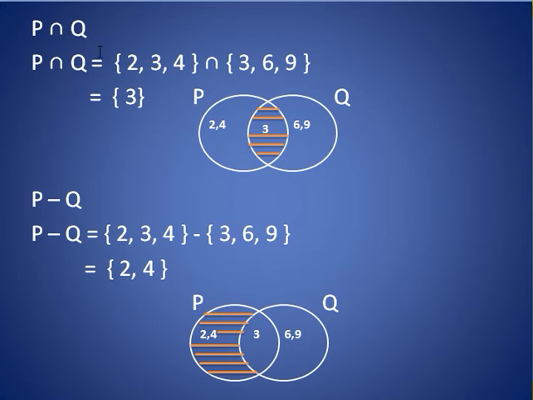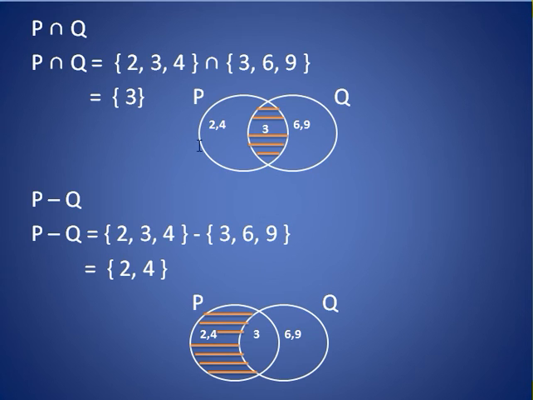P intersection Q. First, we write set P intersection, then Q. In intersection, we take common elements. So 3 is the common element in both sets. So our answer is 3. Again, we have one common element in both sets. So these are overlapping sets. You can see two circles overlapping each other.